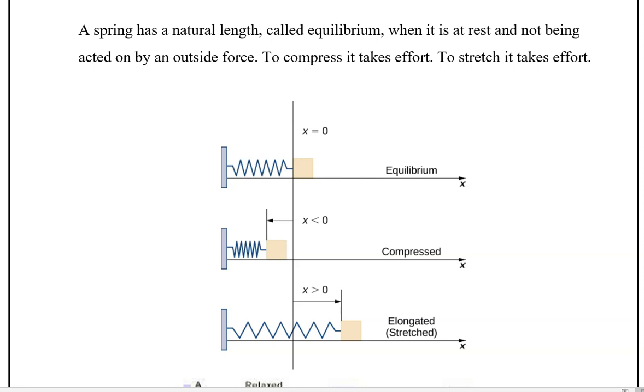When we draw this, we can represent it in the picture here by attaching the spring to a block on the left, which is shown in blue. We attach the other end of the spring to a movable block shown here in the tan color. At equilibrium, the block is not moved and it's just sitting there. To compress the spring, we have to shove towards the fixed block in blue. This requires energy or force to do this. To elongate or stretch the spring away from equilibrium also requires force and energy to accomplish.